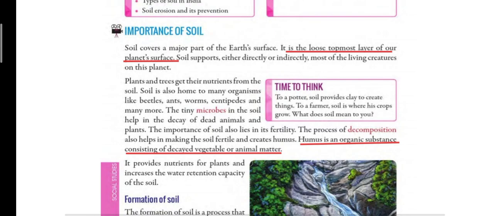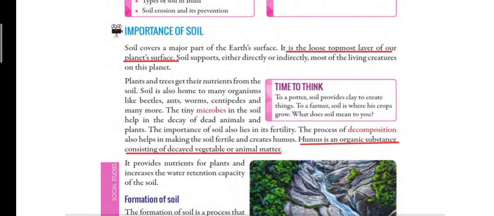Fourth importance is that the decay of dead plants and animals makes humus. When the animals and plants die in the soil, it makes humus, and humus makes the soil fertile, which helps in the growth of crops. So all these 4 points are the importance of soil. So children, I hope you all have understood the importance of soil.